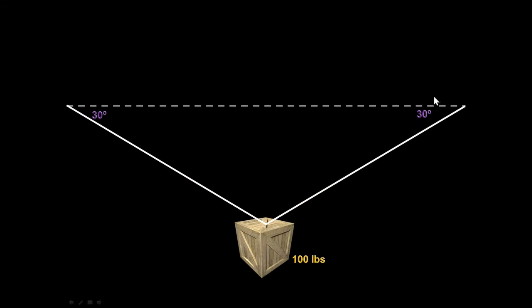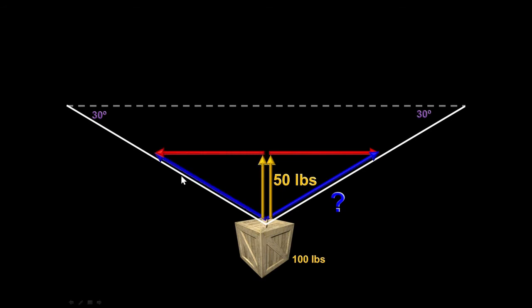Now there's symmetry here. This is a 30-degree angle and this is a 30-degree angle. So this rope pulling in this direction has a component up and a component across, and so is this rope over here. What do you think that component should equal? Well, you might think 100, but it's actually only 50. The reason is this rope over here has a component up and a component left, and it provides another 50.